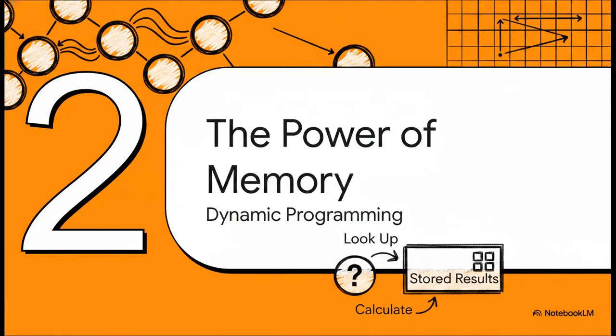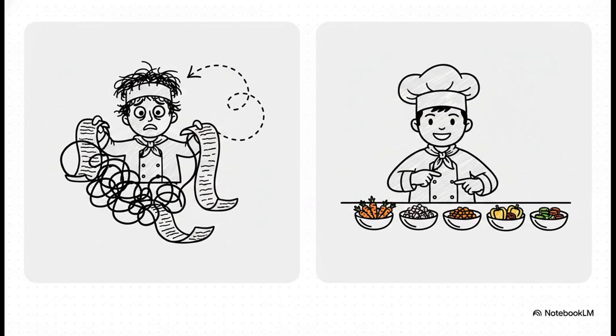So, how do we fix this colossal mess? The solution at its heart is actually pretty simple. We just need to give our algorithm a memory. And this is the fundamental idea behind a really beautiful and powerful technique called dynamic programming. Instead of recalculating everything from scratch, we're going to store our results and just look them up when we need them. I love this analogy.